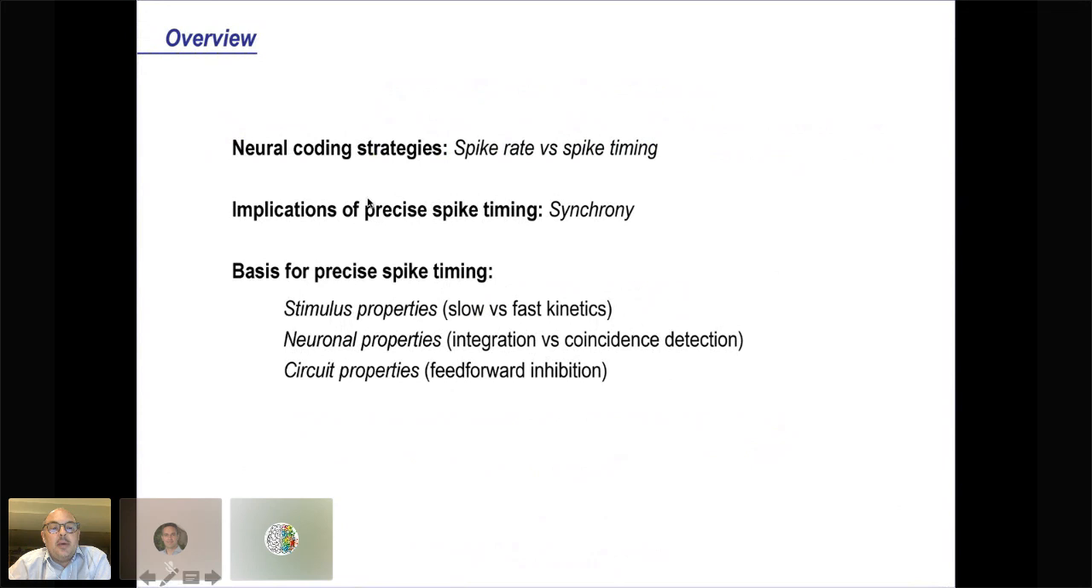So today I'm going to talk to you about a number of interrelated subjects. I'll start off with a general introduction to different coding strategies, focusing on the differences between spike rate and spike timing based codes. And then based on an interest in spike timing, we'll get into the implications of precise spike timing, specifically with respect to synchronous spiking. And then I'll finish off by looking at the basis for precise spike timing and a number of different factors that go into affecting precision. So with that, we'll get started on the idea of neural coding.